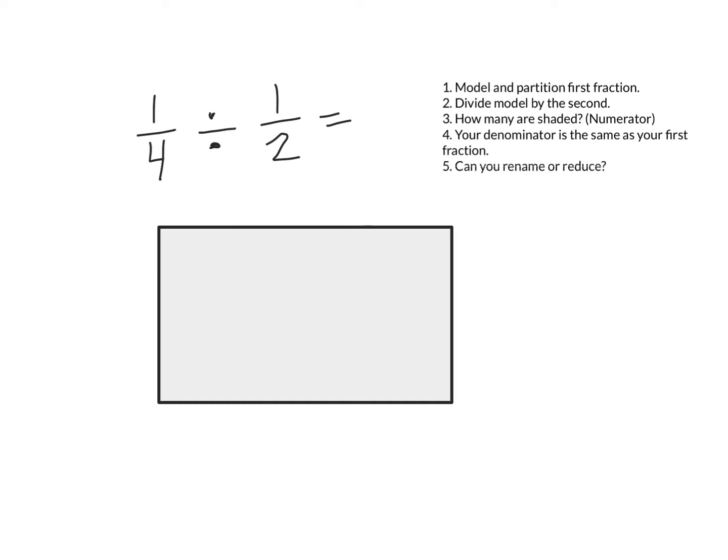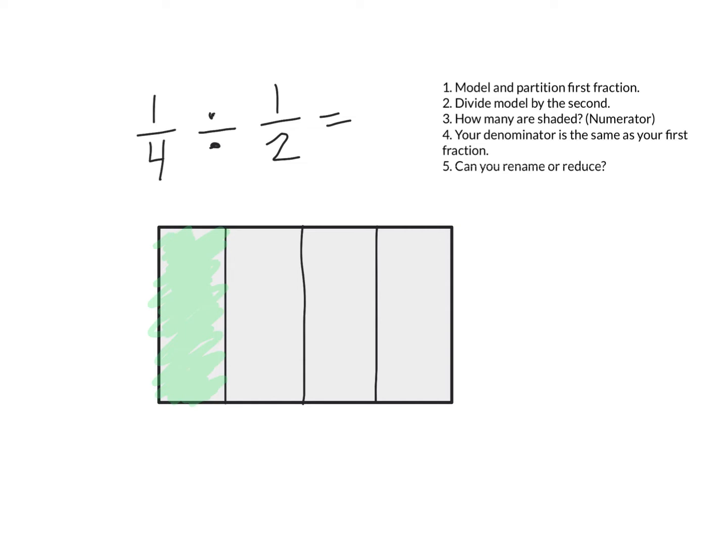Our first step, I have our 5 steps in the upper right. The first one we're going to start with is to model and partition the first fraction. And in this case, we're looking at 1/4. So, as we've done in the past, I model this into fourths, which means I need to make 3 vertical lines. I have to shade in one of these fourths as best as I can.